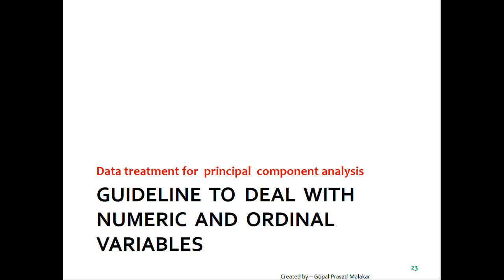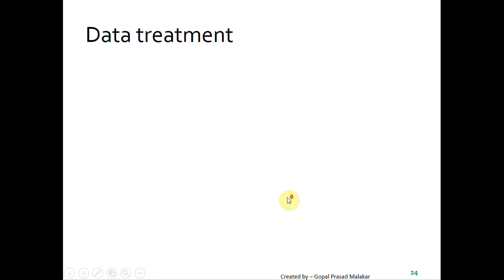However, before using SAS and R, we need to understand how to supply the correct data. And we must ensure that the data that goes as an input to principal component analysis is correct. For that reason, I am going to explain how to deal with numeric and ordinal kinds of data one by one. So let's first start with ordinal data.